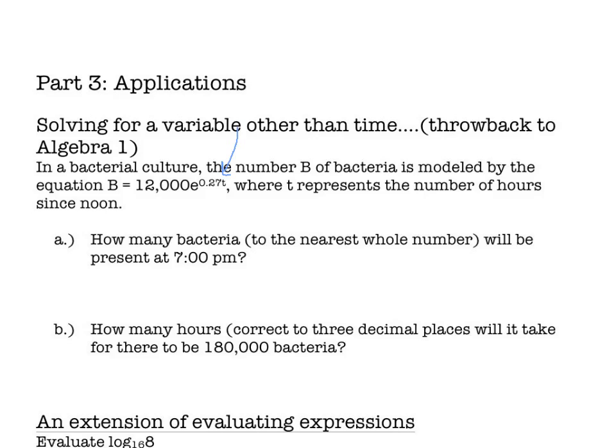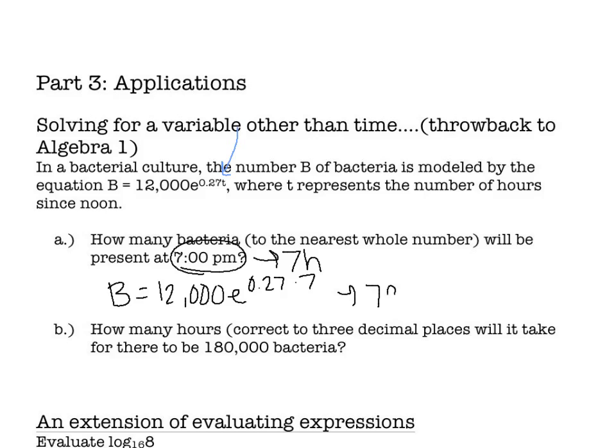So in that case, we're going to be solving for T. But let's do part A first. How many bacteria, to the nearest whole number, will be present at 7 p.m.? 7 p.m. would be 7 hours after our start time of noon. So in our equation, we would say B is equal to 12,000 times e raised to the 0.27 times 7th power. And if we run all that math through our calculator, we get 79,432 bacteria.